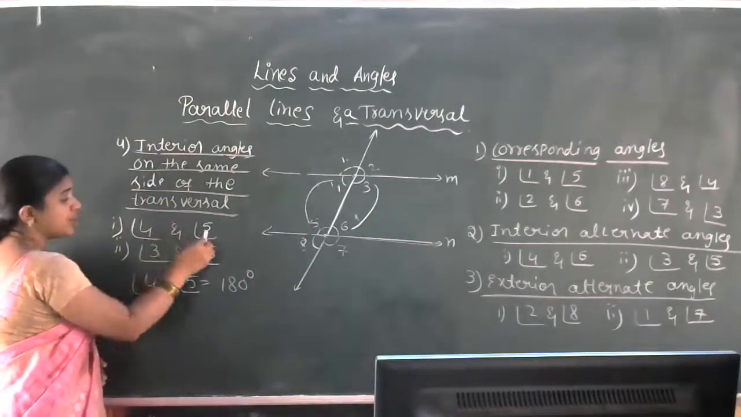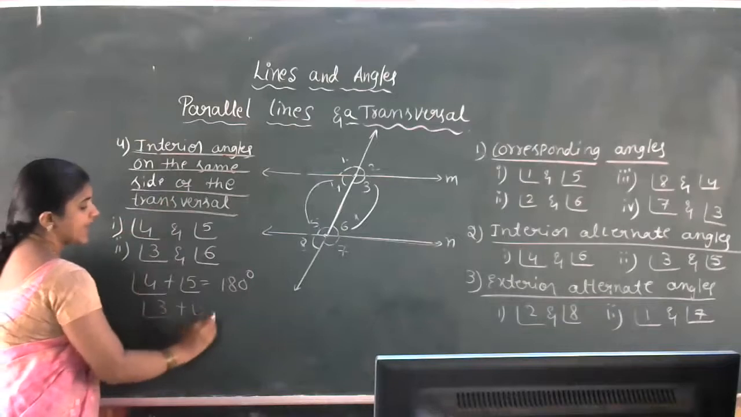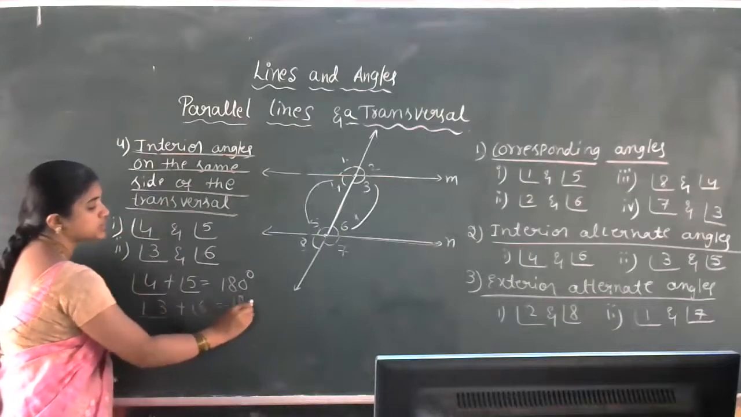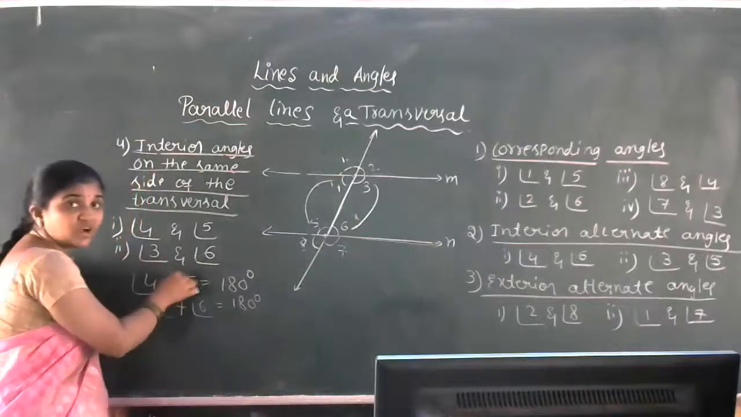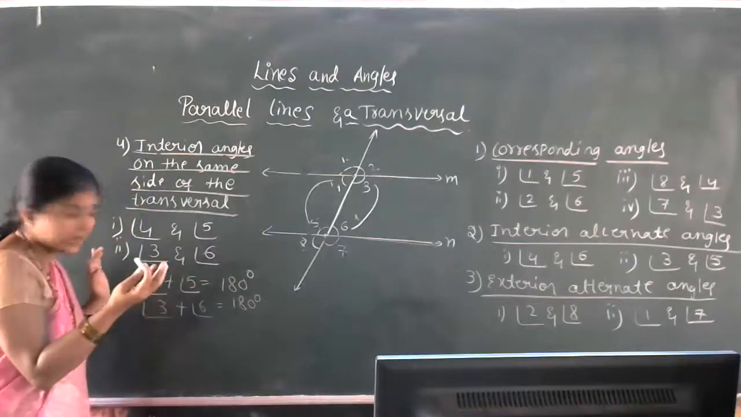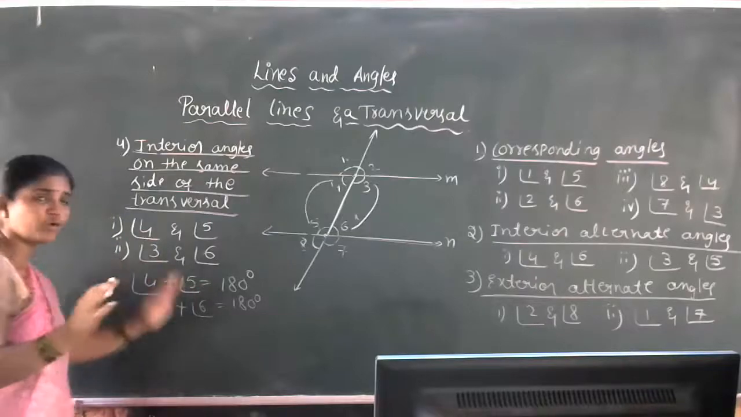So this 4 and 5 sum is 180, then angle 3 plus 6 is also equal to 180 degrees. These two angles are not necessarily equal, may be equal, but there is no condition that 4 equals 5.